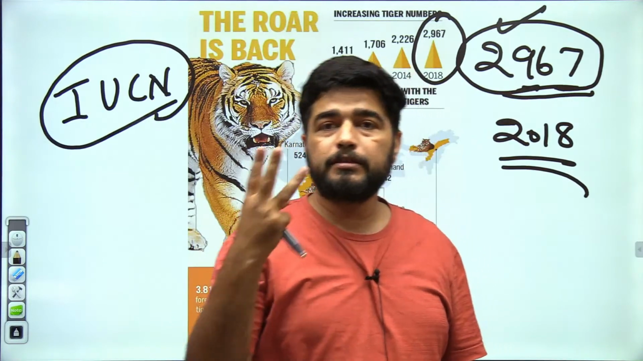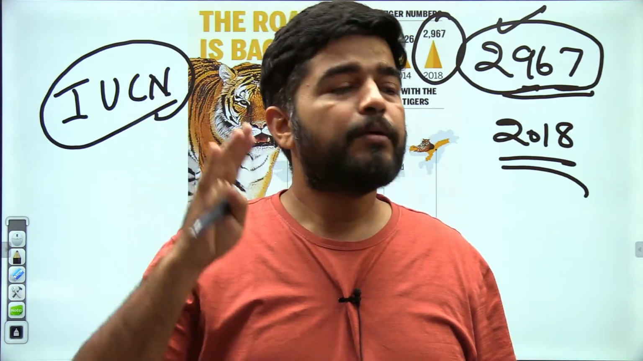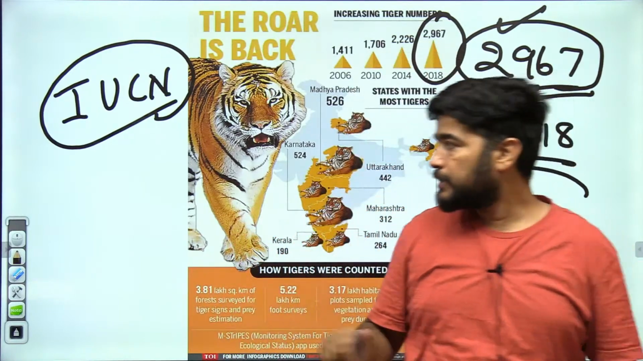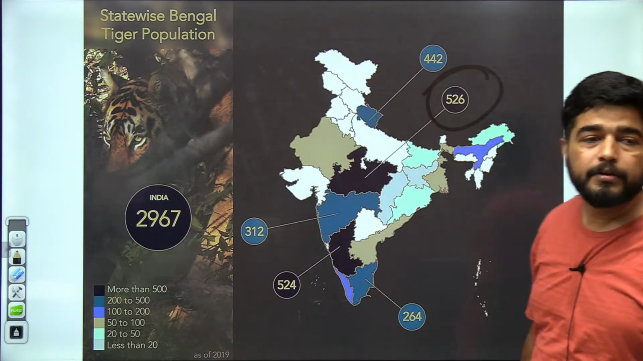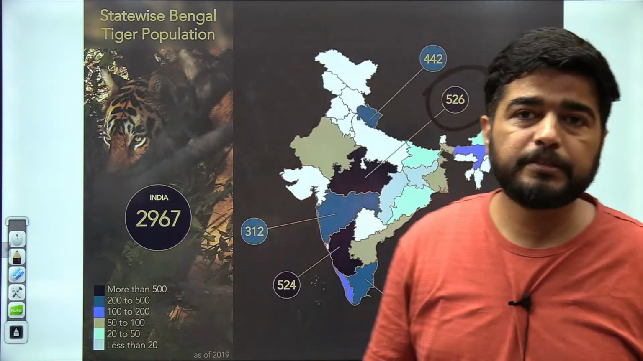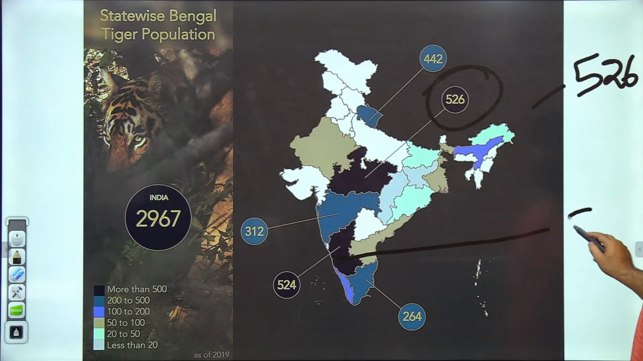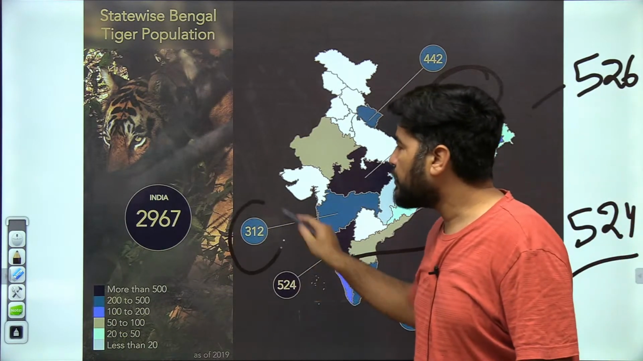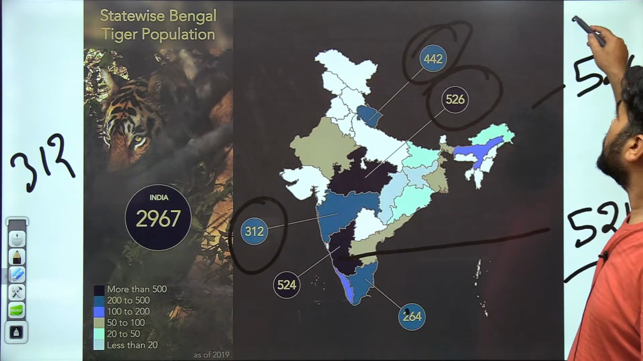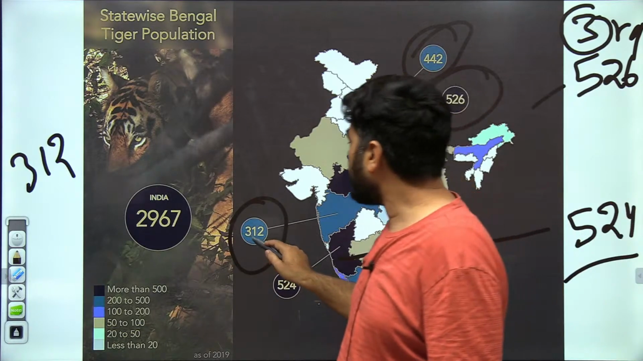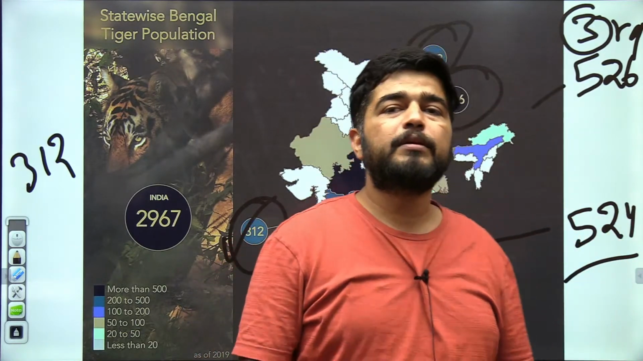Endangered. There are 3 categories under the threatened category: critically endangered, endangered and vulnerable. Bengal tigers are an endangered species. And you should have an idea, where is the highest number? MP. MP is the state which has the highest population of tigers, 526, closely followed by Karnataka, 524. Then Maharashtra, and then, oh sorry, Uttarakhand. Third is Uttarakhand, fourth is Maharashtra, and fifth is Tamil Nadu. These 5 states have the highest number of Bengal tigers.